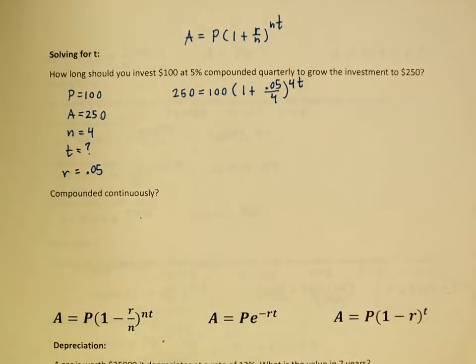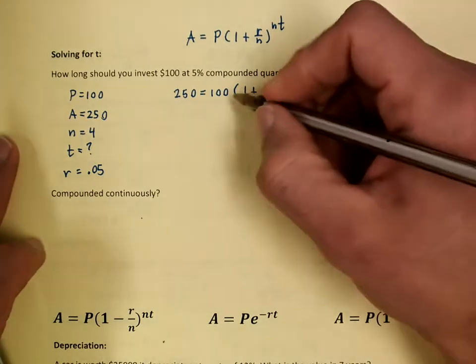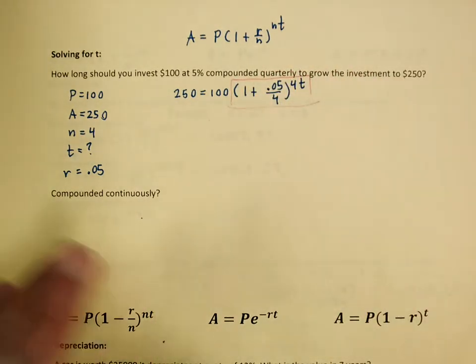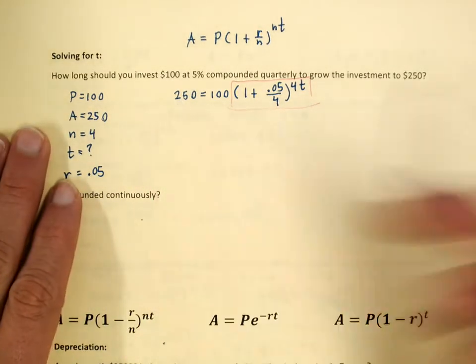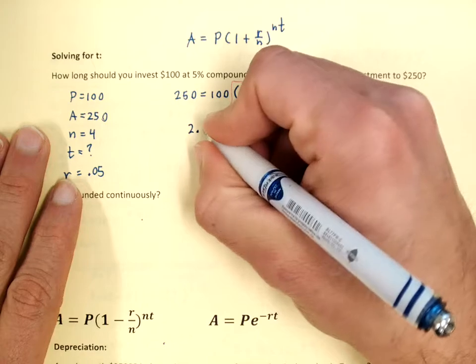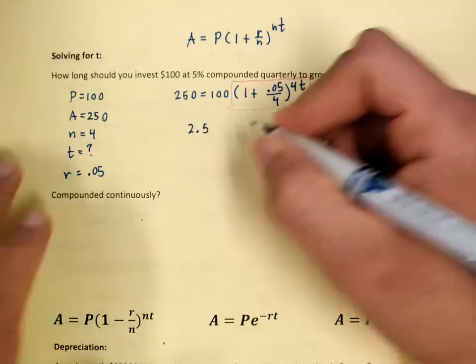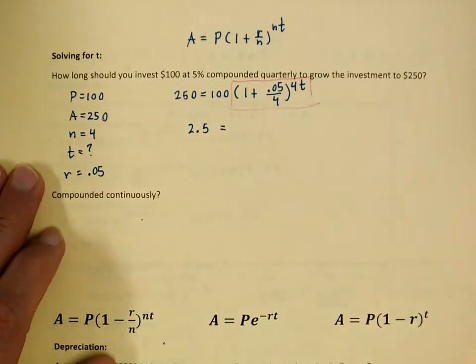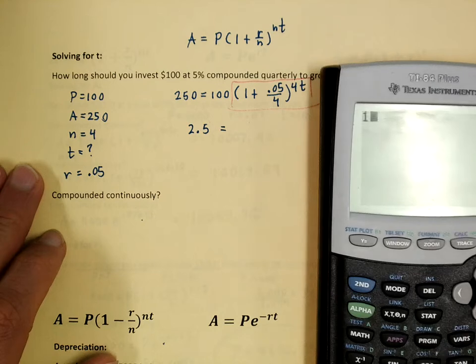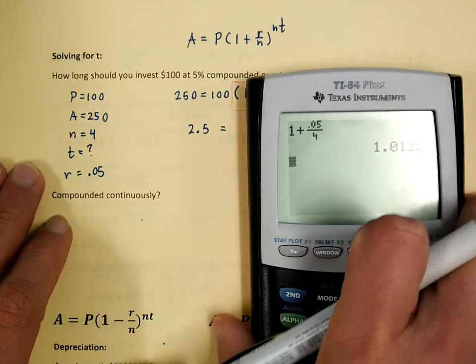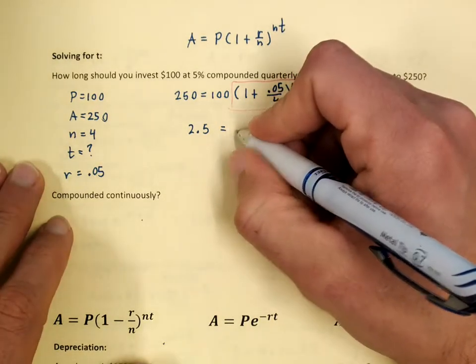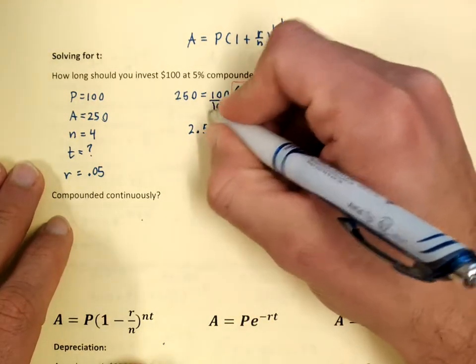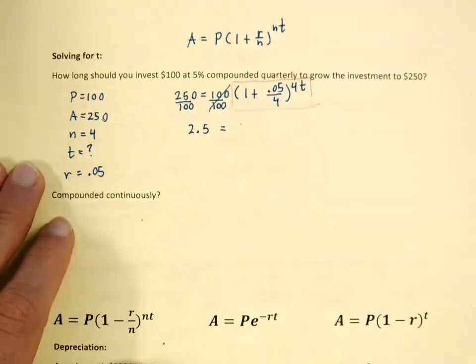Now notice, I'm going to try to isolate this one first. Isolate that guy. So we're going to divide both sides by 100. When I divide this by 100, I get 2.5. And if you want to, and there's nothing wrong with it, you can put in 1 plus 0.05 divided by 4 and get a number for that. In this case, that's 1.0125. So all of this is the same thing, and again, I divided by 100 first, in case you're wondering how I got the 2.5, okay?